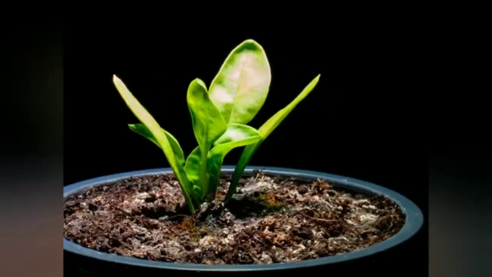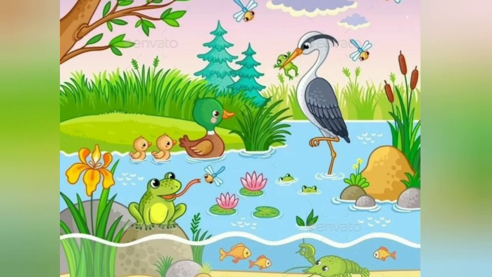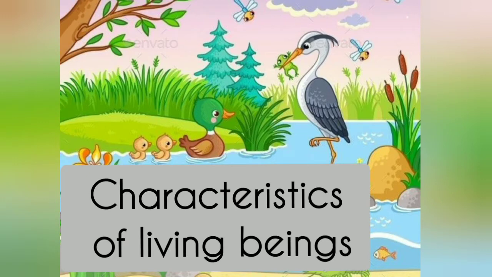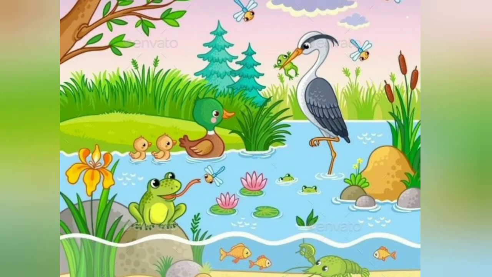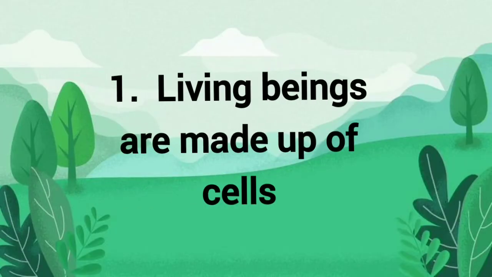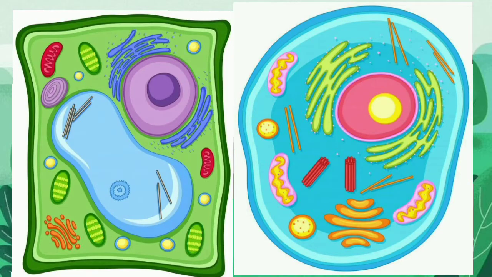Children, we know that plants and animals are living beings. Let us see the characteristics which decide them as living beings. Living beings are made up of cells. Observe these pictures, they are of plant and animal cells.